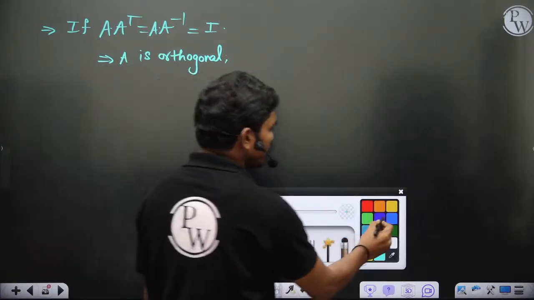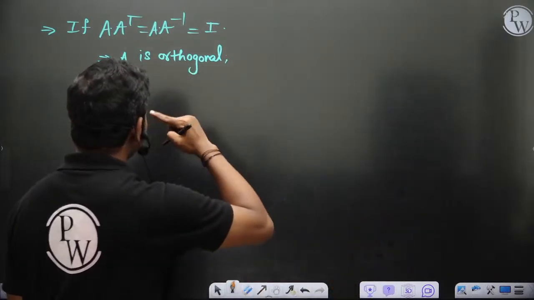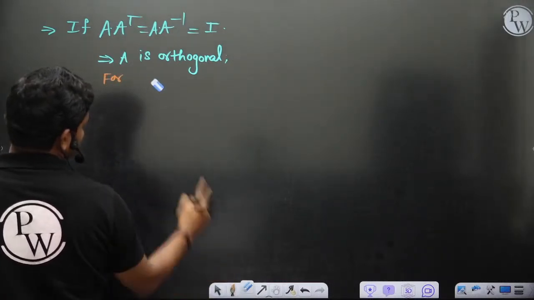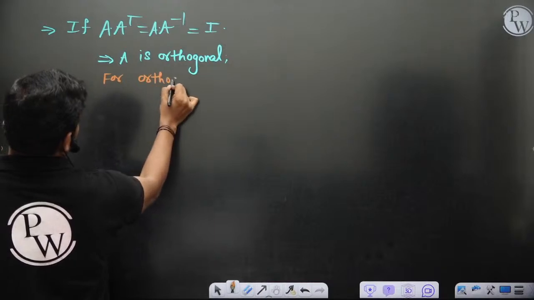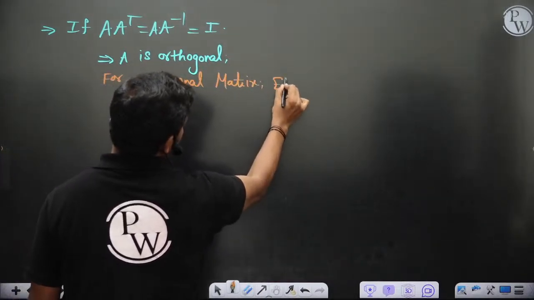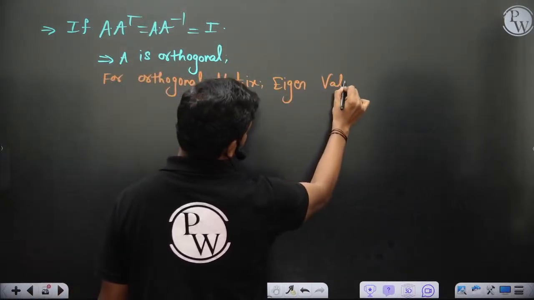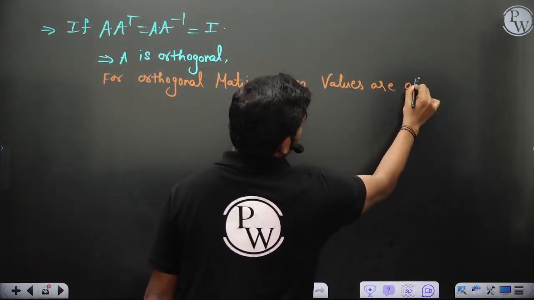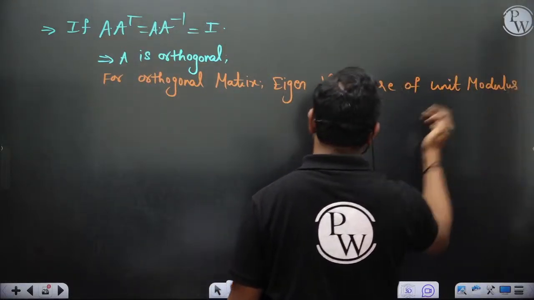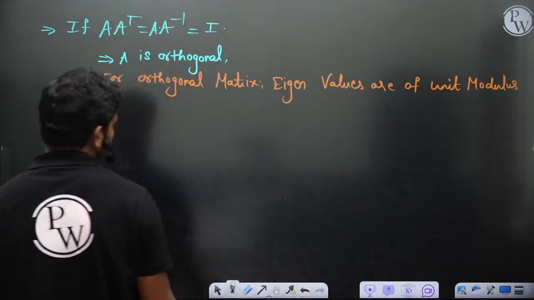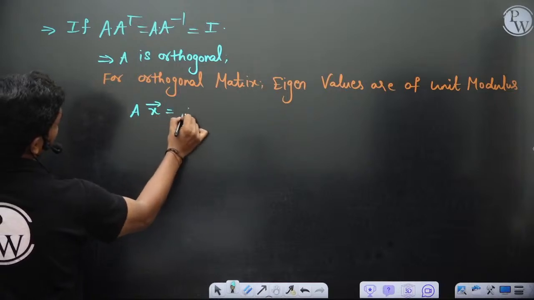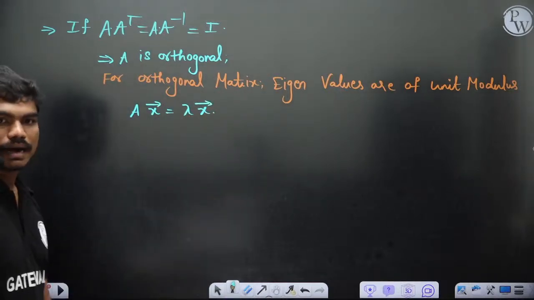For an orthogonal matrix, we have seen this property: eigenvalues are of unit modulus. You can show this very easily, nothing big deal here. So we'll see how you get this. So Ax is equal to lambda x. This is the eigen equation, let's say.